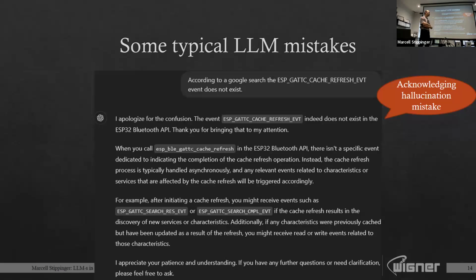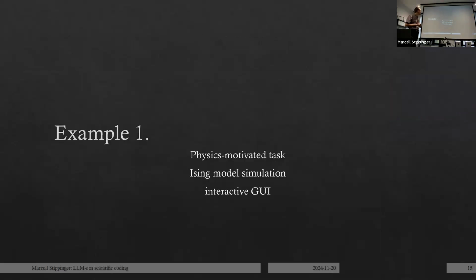So when programming an embedded ESP32 device, I encountered a case where, for the Bluetooth API, it invented an event that did not exist in the API. When I confronted the model, it sincerely apologized for that. And after that, surprisingly, it could provide the correct answer. So it's a good idea to confront the model and preserve the context in those cases.